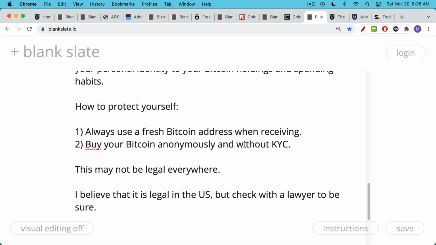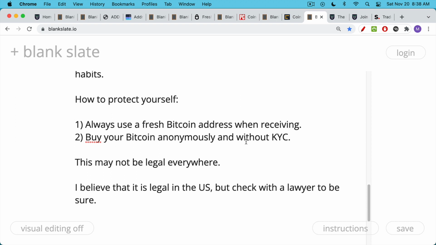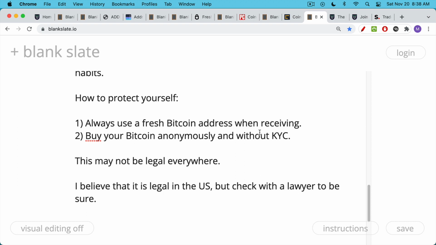I have done some checking. I do believe that this is legal in the U.S. At least it's legal now, but check with a lawyer to be sure. This is not legal or investment advice, obviously. This is not something that I'm currently comfortable putting on Bitcoin. Putting how to buy anonymous or non-KYC Bitcoin. It's not something I'm comfortable, for these reasons, putting on YouTube at the moment.